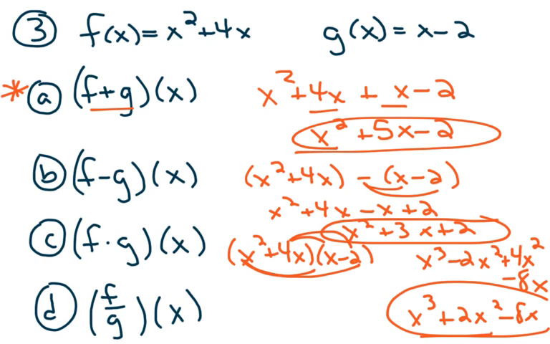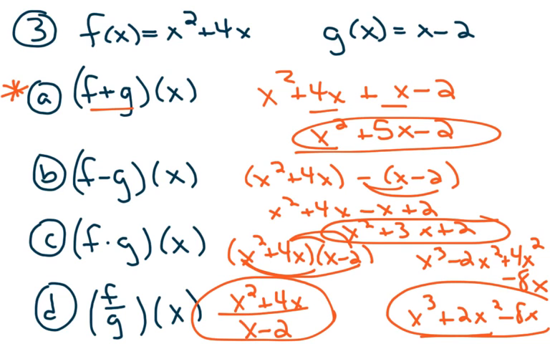All right, D, f over g of x. All you have to do is put the function f in the numerator of a fraction and put g in the denominator, and that was it.